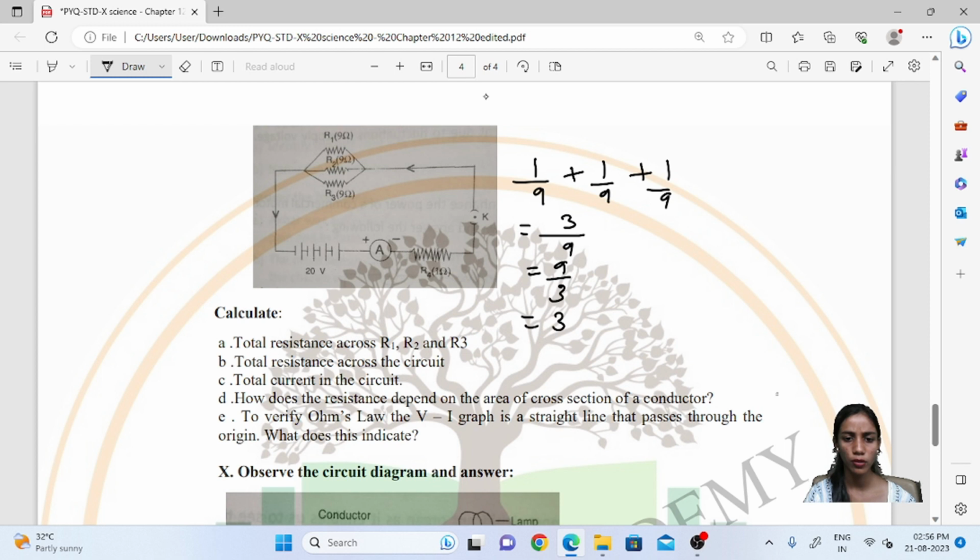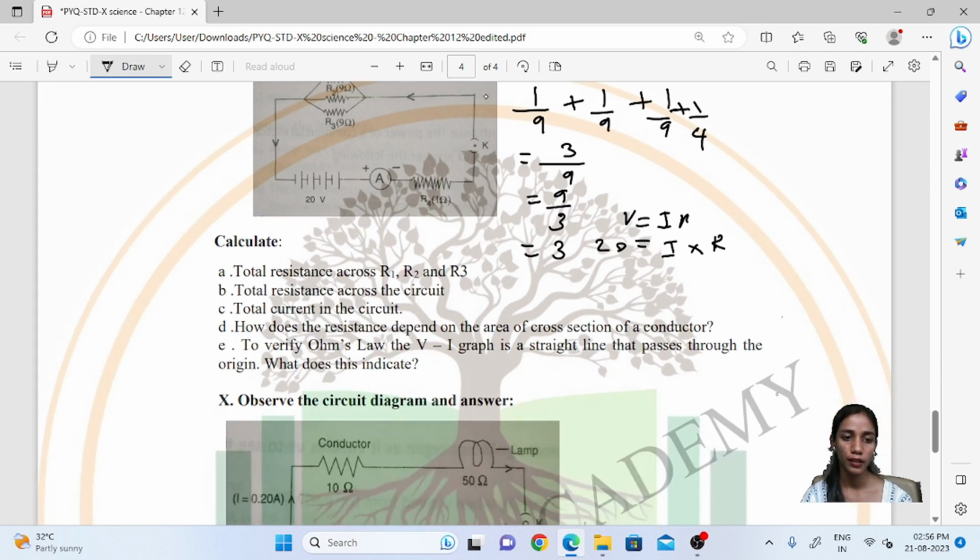Total current, you have to say V equals IR. V is 20, I we don't know, and R we have found out. So first of all, total resistance in the circuit would contain R4 also. So this will have 1 upon 4, and the answer will change. Now whatever answer you get over here, you have to put here and find the value of the current.